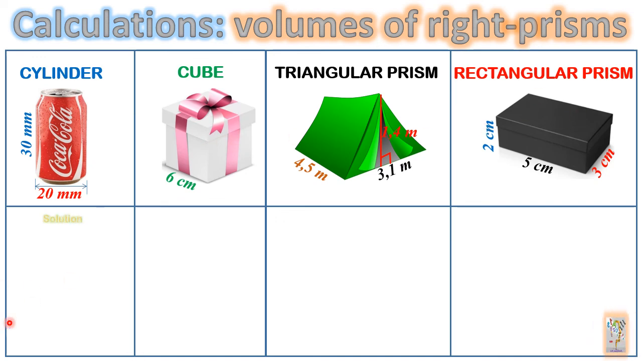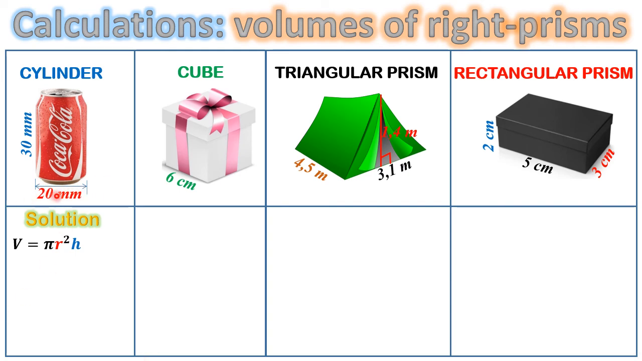Now this will be the solution for the first one. We'll say, okay, this is a cylinder. It means a can is cylindrical. Then the formula to calculate the volume of a cylinder is the area of the base, which is pi r squared, multiplied by the height. But remember, r is the distance from the center to any point on the circumference, and the one that is given is actually the diameter.